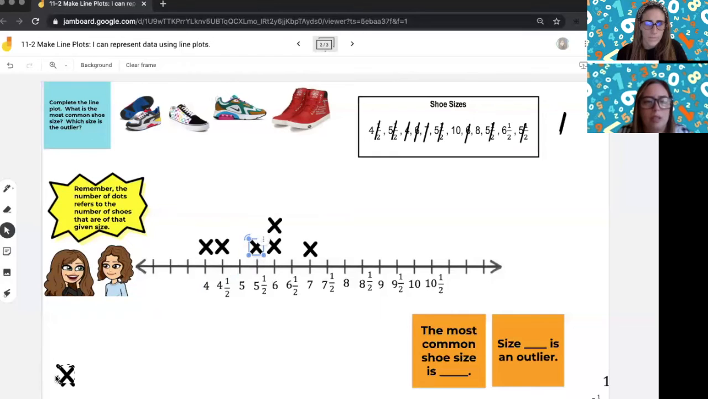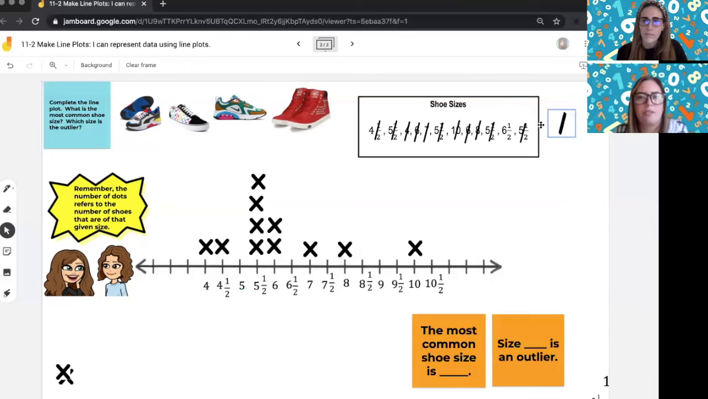So 1, 2, 3, 4. Perfect. Okay, next one is 10. And I only see one 10, so let's put 1 X above 10. And then I see an 8. Let's put 1 X above 8. And then the last number in our data set is 6 and 1/2. So let's cross that out and put 1 X above 6 and 1/2.